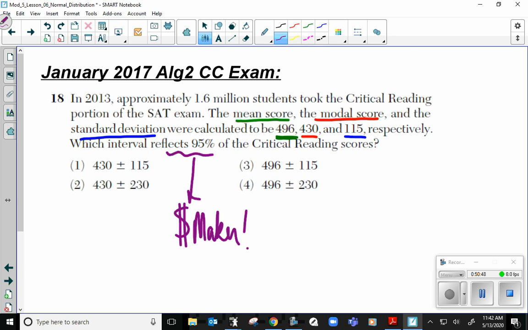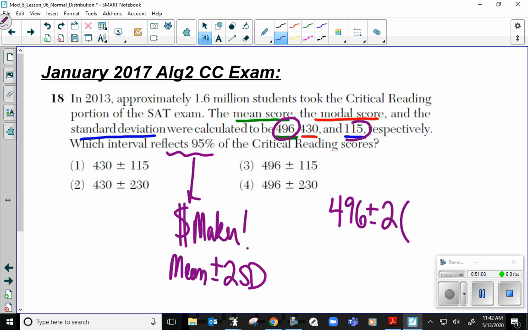Moneymaker. We know that is the mean plus or minus 2 standard deviations. My mean, 496, plus or minus 2 times my standard deviation, 115. That was the easiest thing to do. But I don't see that? Yeah, because when you multiply 115 times 2, you get 230.